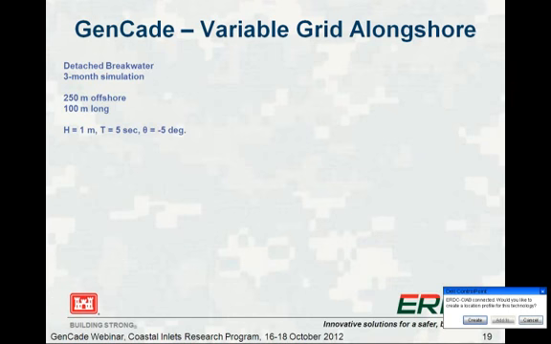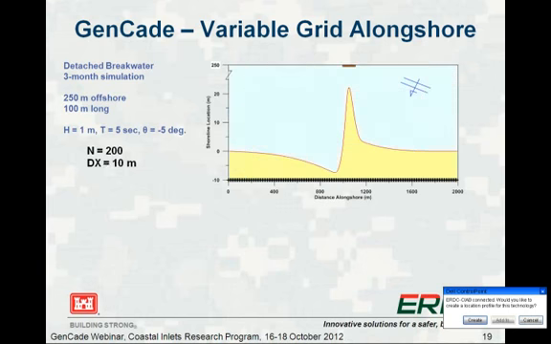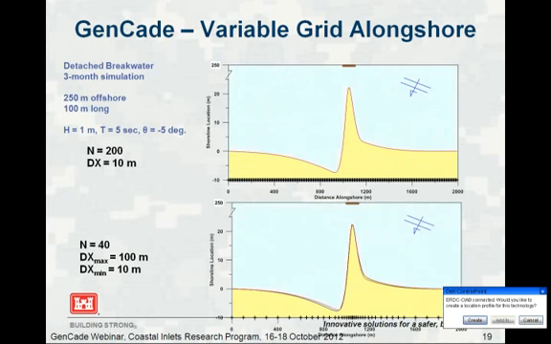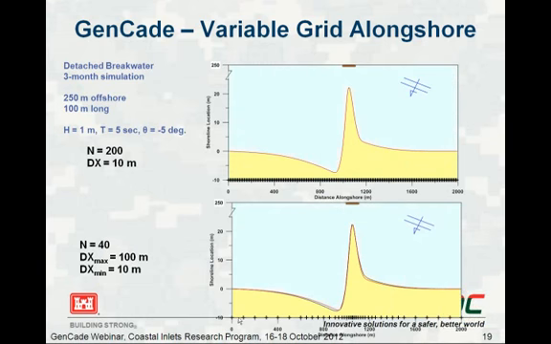And then the last couple things I just want to show you are just some examples. This shows the variable grid along shore. In this first example, we have 200 cells. We also have a cell size that's constant at 10 meters. Now we can do the same type of thing, but in this case, we're looking at a cell size that's variable between 10 meters in the lee of the breakwater up to 100 meters where it's not going to be affected as much by this breakwater.